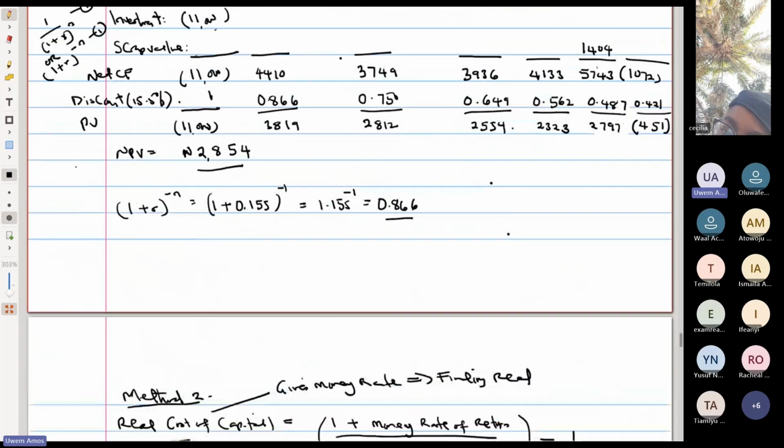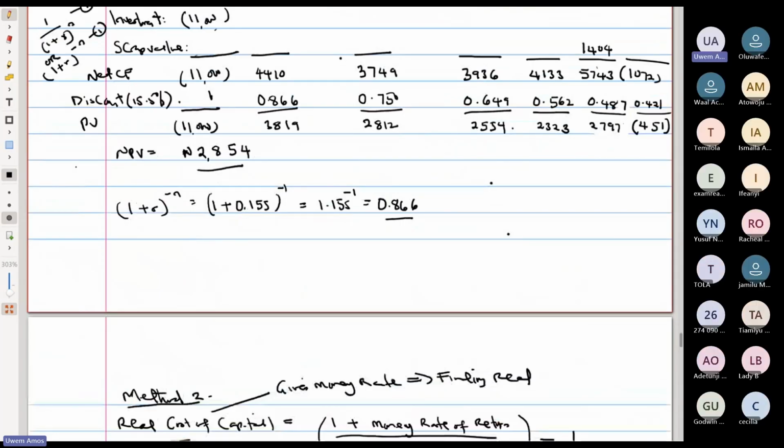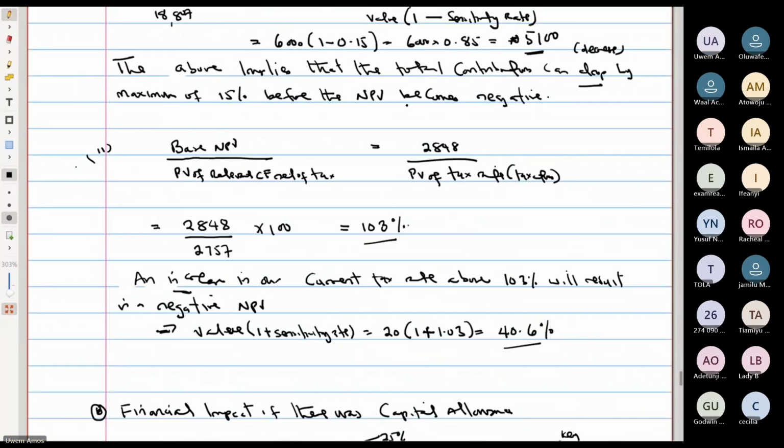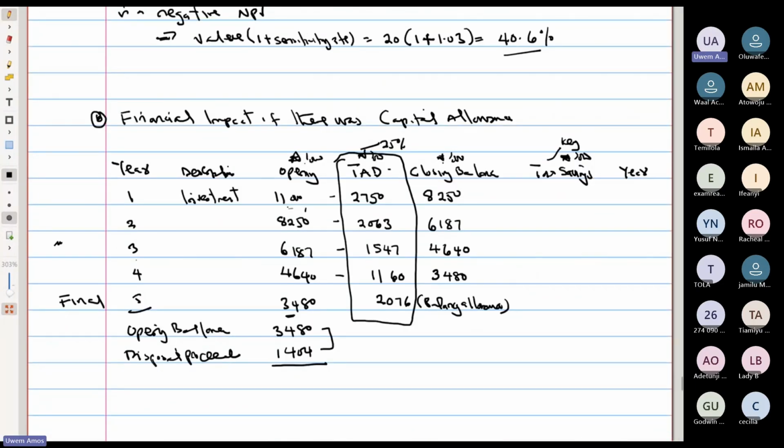So how do we get the tax savings? Very straightforward. Just multiply the capital allowance by the tax rate. So just multiply these values by the tax rate, and our tax rate is 20%. So 2750 multiplied by 20%. What is our tax savings? $550.